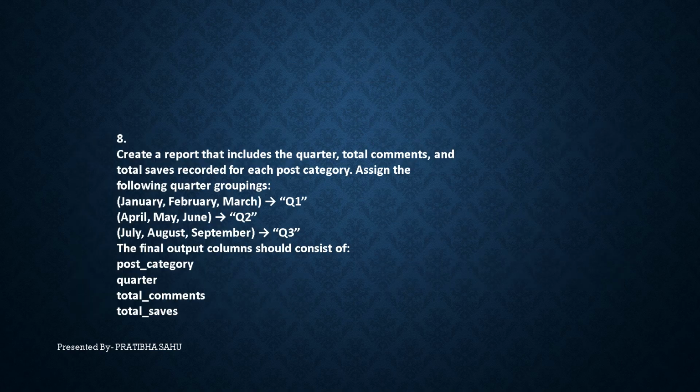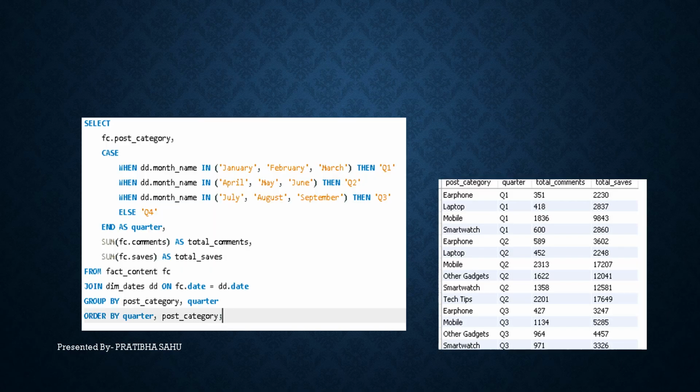And the eighth ad hoc question was to create a report that includes the quarter, total comments, and total saves recorded for each post category. Assign the following quarter groupings: January, February, March to quarter 1, April, May, June to quarter 2, July, August, September to quarter 3. The final output columns should consist of post category, quarter, total comments, and total saves. So this is the SQL query and output for the question.